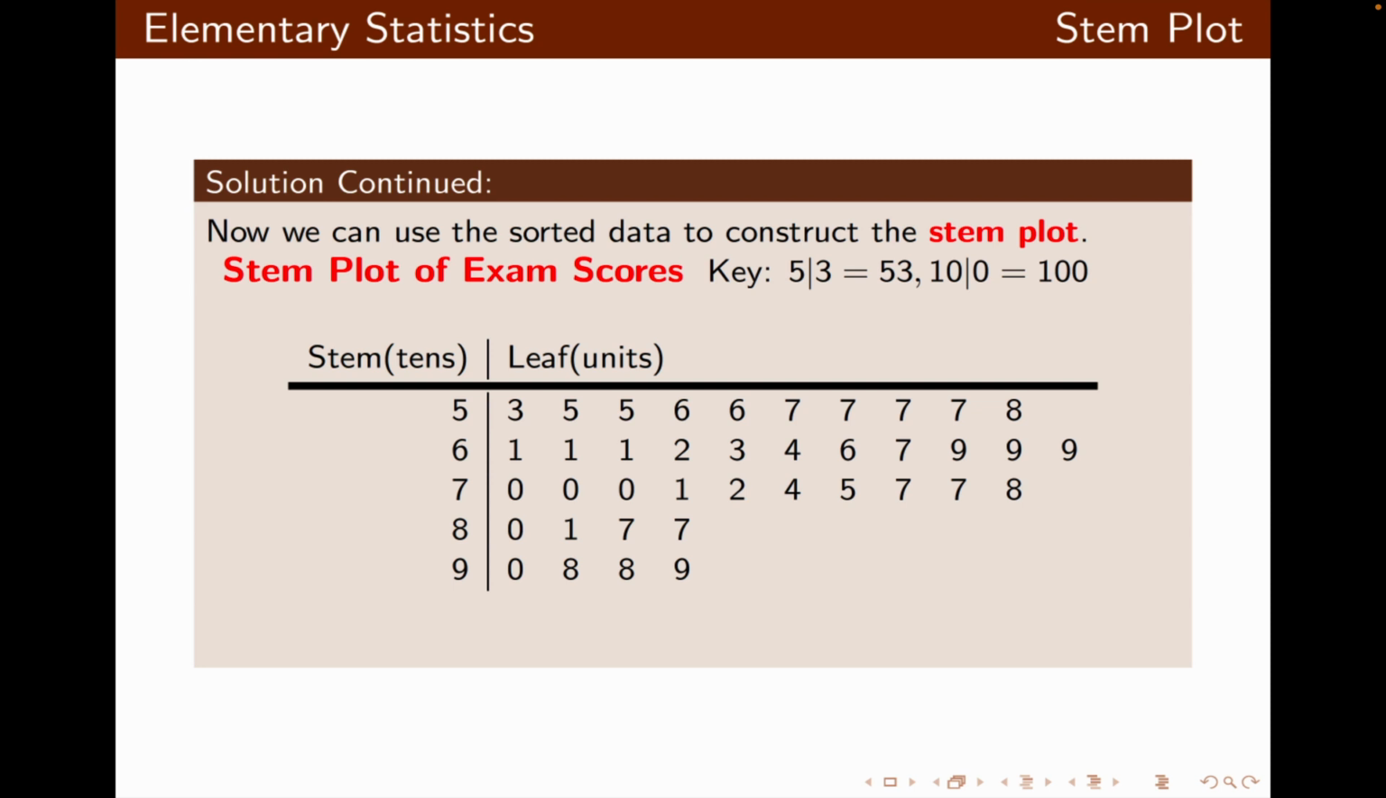Then we have the 90s. 90, 98, 98, 99. And finally, we had a score of 100. So the leaf would be 0, and everything before the leaf becomes the stem. In this case it is 10.